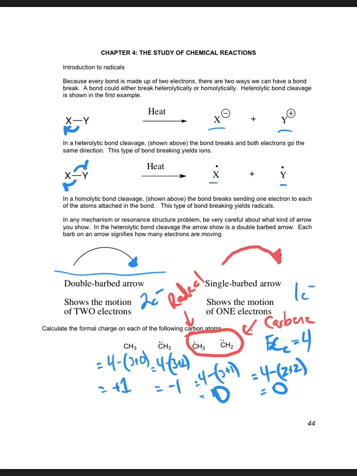Is it a fishhook, or is it a double-headed arrow? With a double-headed arrow, you're moving 2 electrons. With a fishhook, you're using 1. So be careful about that. The vast majority of the reactions we do and of the arrows we draw will be a double-headed arrow. We'll only do a few of the reactions where we have a fishhook arrow. So don't try to use a fishhook in everything. We'll only use it a few times.